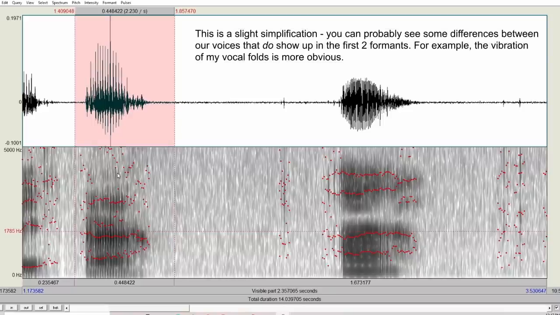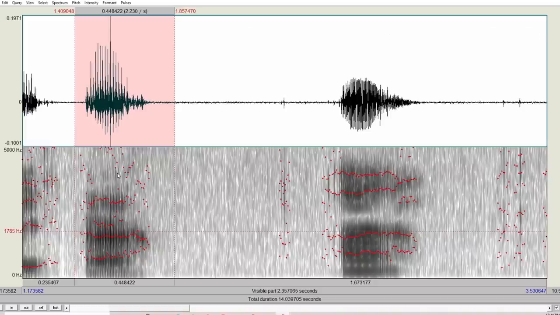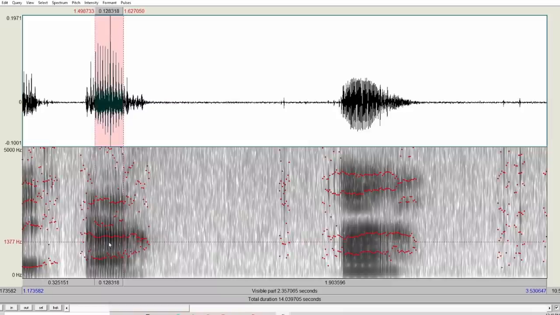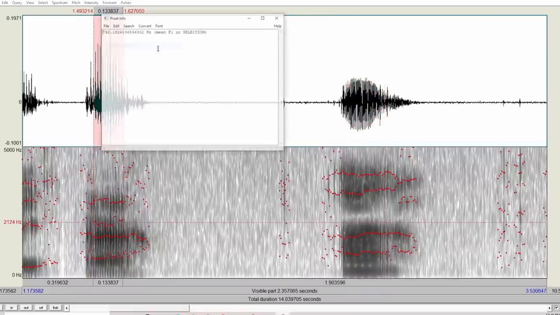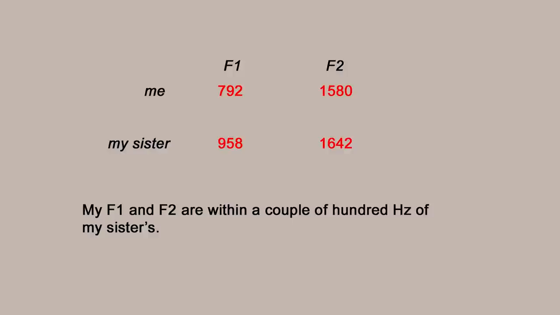And this is the answer to our question at the start of the video: how do people have different voices but can produce the same vowel qualities? If you look at it, you'll see that the first two formants, the lowest two formants, when I say ah, are not identical but very similar to the first two formants when my sister says ah. We can probably actually work this out. I'll put something on the screen, so that's 792. So as you can see, these are not identical, but between me and my sister, the first two formants end up mapping very similarly.